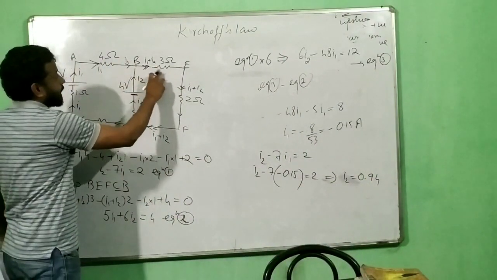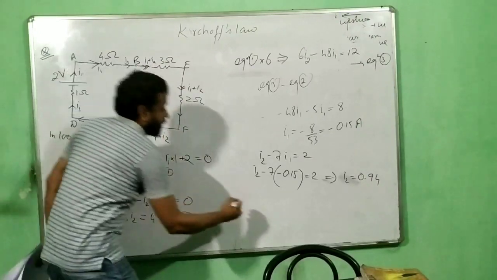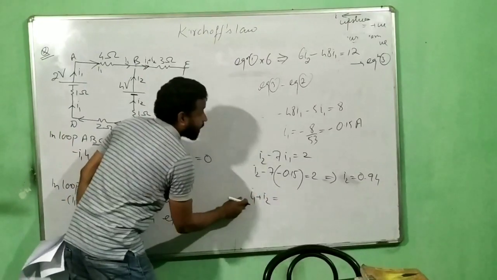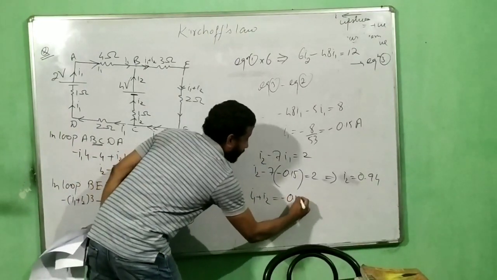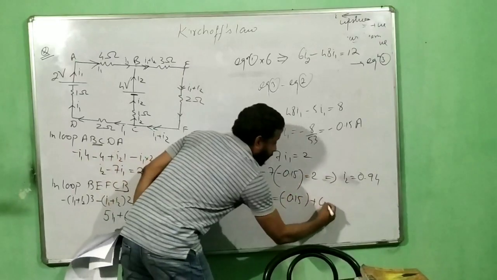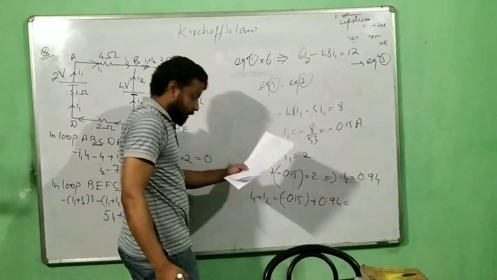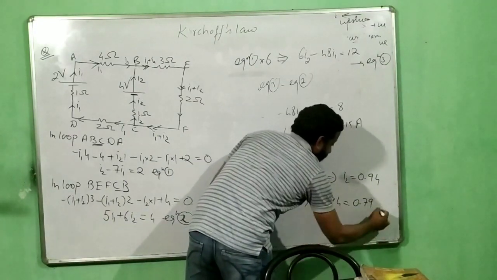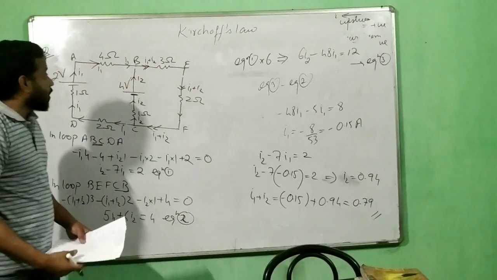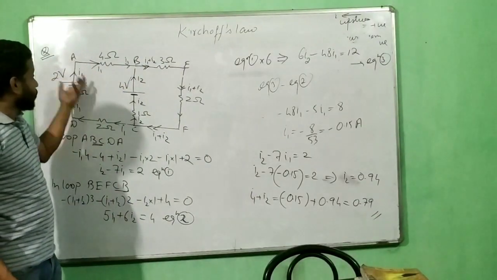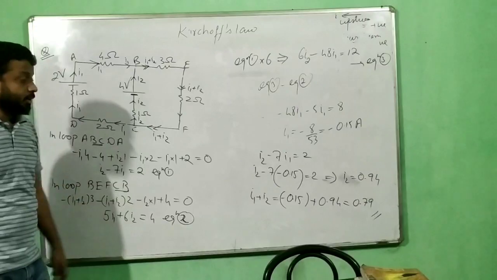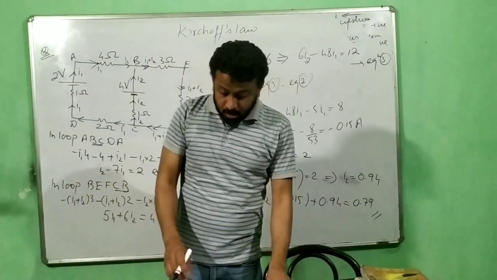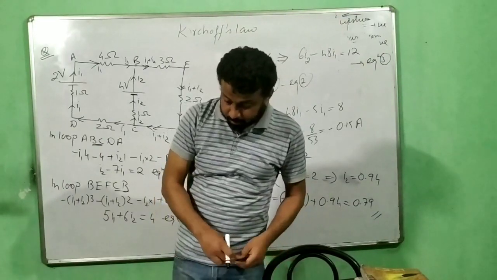So what is the value of I1 plus I2? How much current is flowing in this branch? I1 plus I2 is what I have assumed here. What is I1? I1 you have got as minus 0.15 plus I2 you have got as 0.94, and that will come out as 0.79. And this is your I1 plus I2 value. So now you know current in each branch. You know I1, you know I2, you know I1 plus I2. So this is how we do questions based on Kirchhoff's law. I hope you will practice some questions which I will note in the classroom.